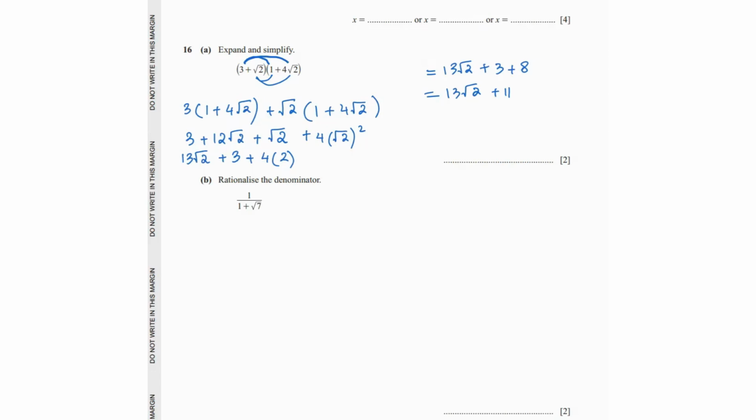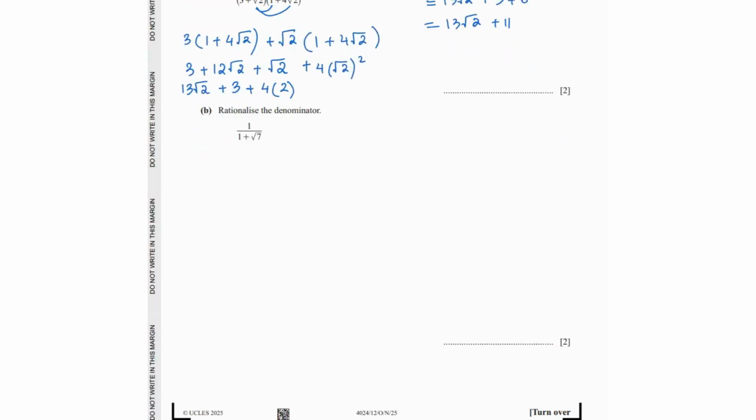Then they're asking us to rationalize the denominator. So to rationalize the denominator, we're going to multiply and divide the surd by the denominator, but with the opposite sign in the middle. So 1 minus root 7, over 1 minus root 7. The main reason behind rationalizing the denominator is that we're trying to get rid of the surd from the denominator. You can only get rid of the surd from the denominator when you're multiplying it by the denominator, but with the opposite sign in the middle.